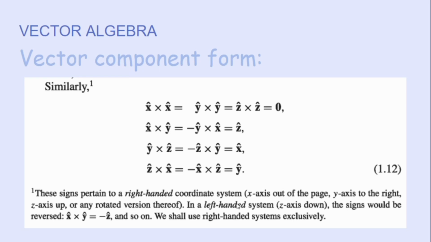Now we will see that if we take the cross product of like unit vectors, we will have 0 as the answer. But if we take unlike unit vectors for the cross product, we will have z as the answer if we take x and y for the cross product. And we can have negative z if we take the left-handed system for the Cartesian coordinates. This is the component form of vectors.